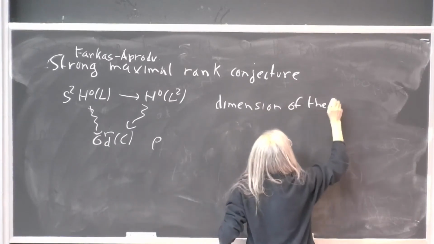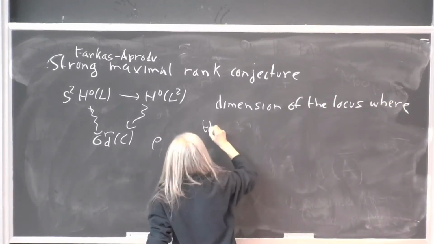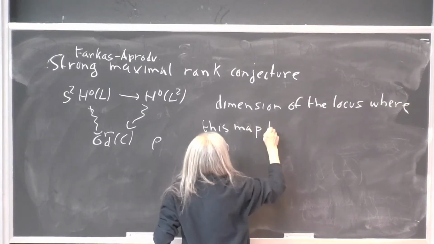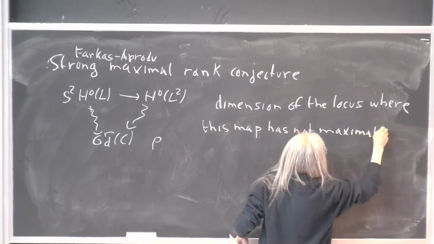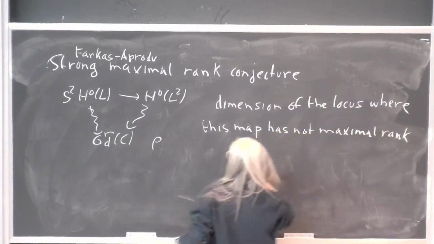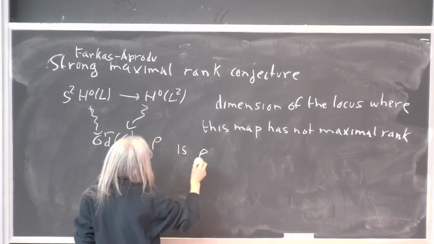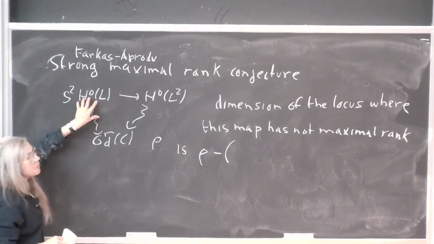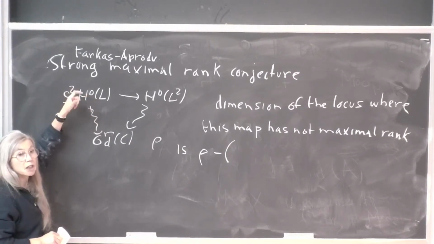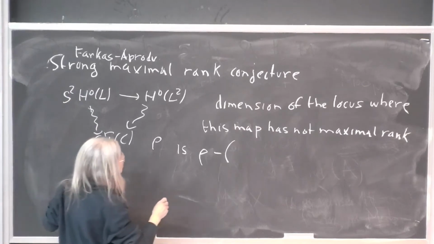of the locus where this map has not maximal rank is the dimension of the base, which is rho, and then minus, let's see how many conditions we need to write here. We said that the H0 of L has dimension R plus 1 because it corresponds to projective dimension R, which is 1 more in terms of the dimension, so R plus 1. All right, so the S2 would have dimension R plus 2 choose 2.